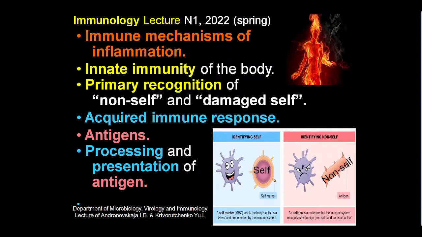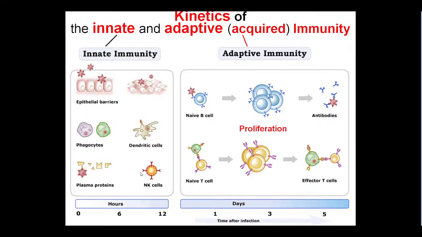The next sub-question: acquired immune response. In this topic, the subtopics are antigens and their characteristics, processing and presentation of antigens. Now let's start from a very, very brief review of immunology.